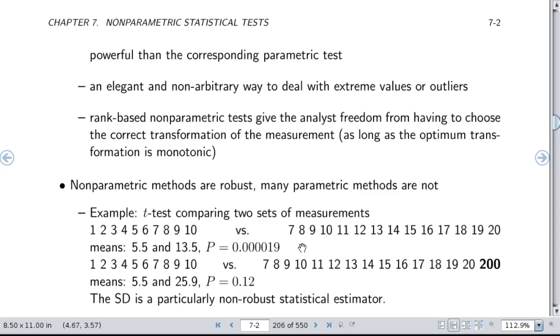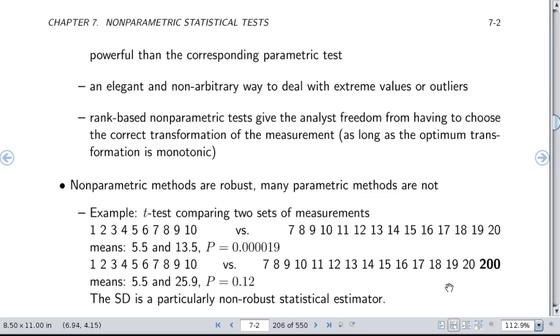Now, what happens if we take the data that we just analyzed and add a single observation to one of the groups? Past 20, we're going to have another observation of 200. So now the means are more apart. The first group is unchanged, so the mean is still 5.5, but the second group's mean has jumped from 13.5 to 25.9, but look what's happened to the p-value. It's now much bigger. So why would adding a data point that makes the means more separated not give you a smaller p-value? Because now we have more extreme data than we had before against the null hypothesis.